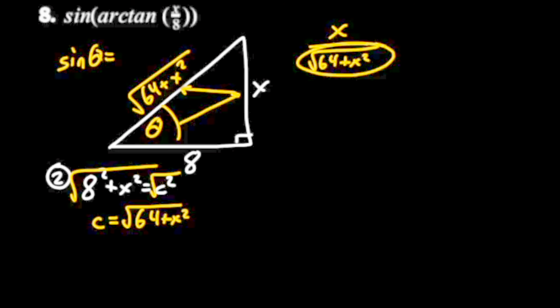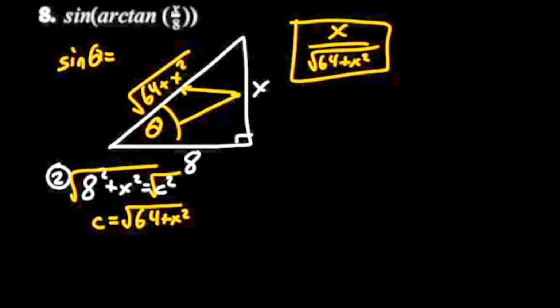And I usually like to rationalize my denominators to get the radicals out of there, but since this is such a weird expression, it's not going to make it look much nicer to have it in the numerator, so I'm just going to leave my answer as x over the square root of 64 plus x squared.